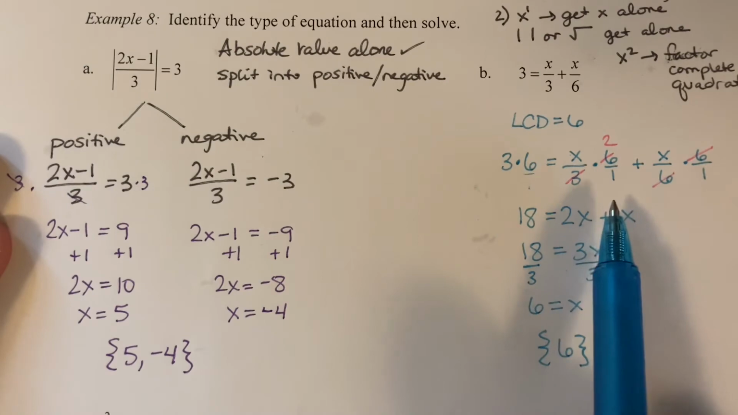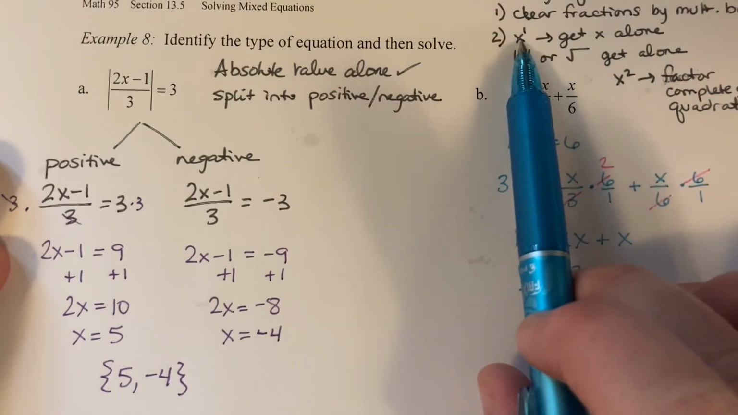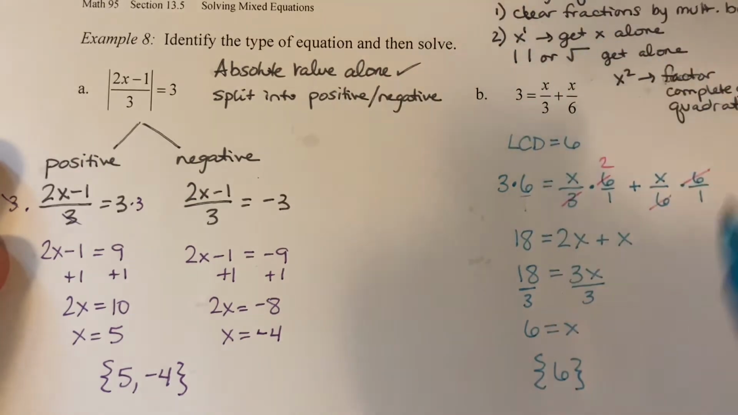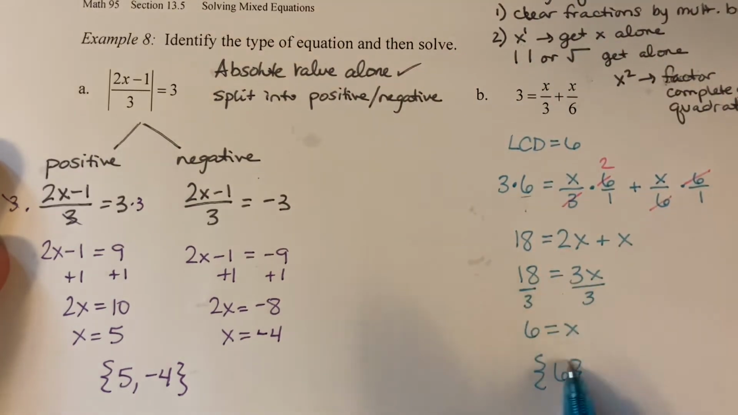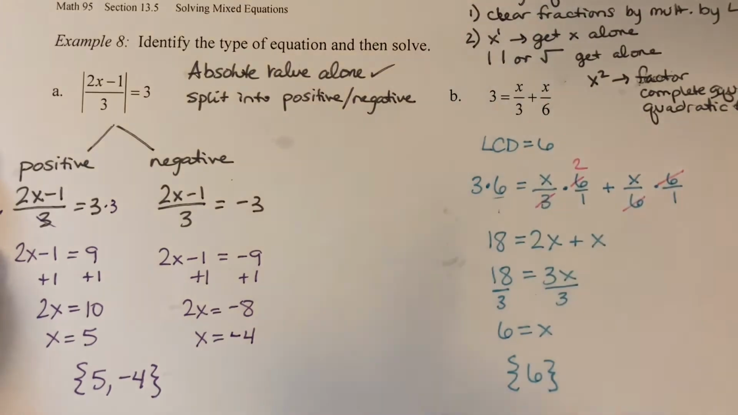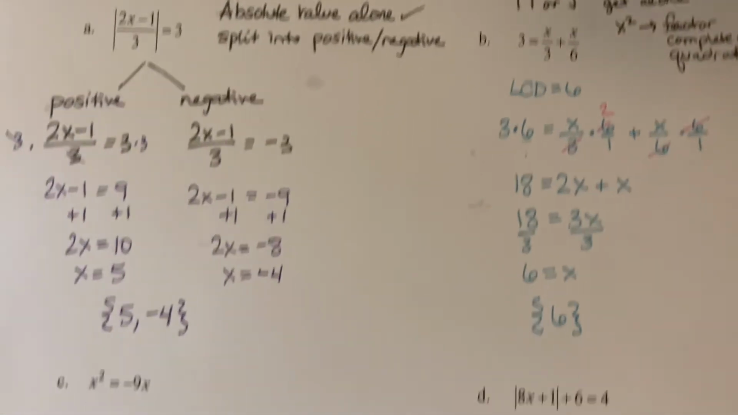After we got rid of the fractions, we ended up with just an x to the first power equation, a linear equation, which means you just get x alone, right? I just had to divide both sides by 3, x is alone, we're done. If there had been an x squared, then that would be a whole other procedure. And that is what we're going to see in part C.